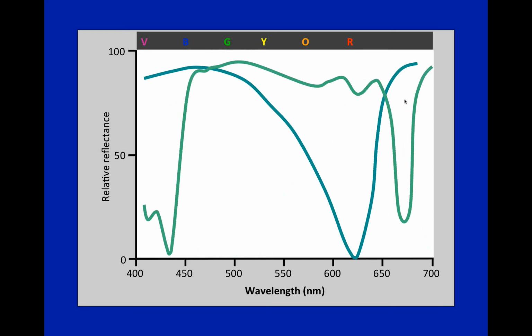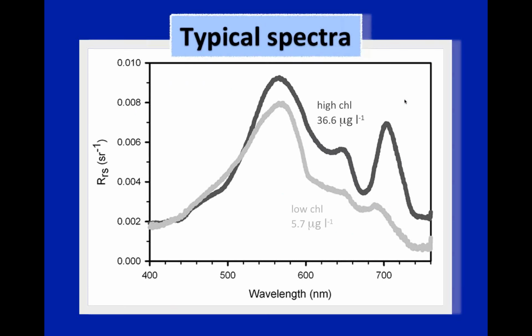So when you try to look at what is coming out of the water, these are two typical spectra, maybe of a lower chlorophyll lake around 6 and a higher one around 36, you can see these dips and waves that we were talking about here.